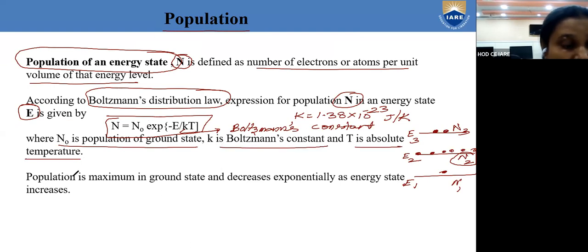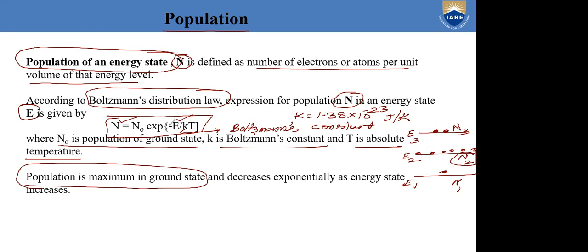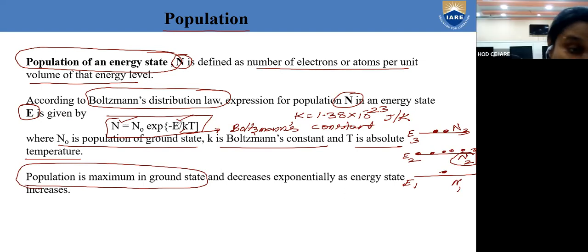And this is very, very important, students. Generally, if we don't supply any energy, the population of the ground state will be maximum. If you look at this particular equation, how are N and E related, directly or inversely proportional? Because here I have exponential of minus, both are inversely proportional.